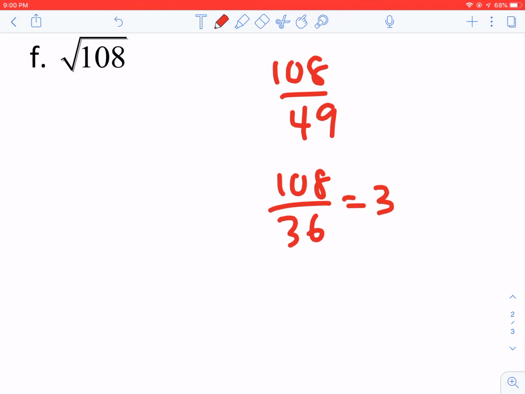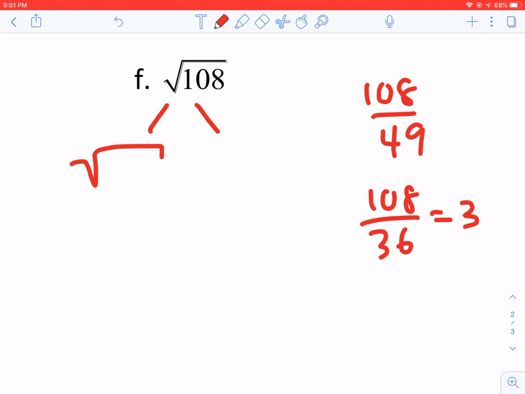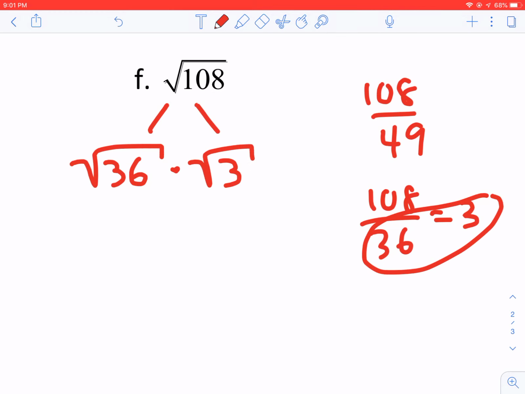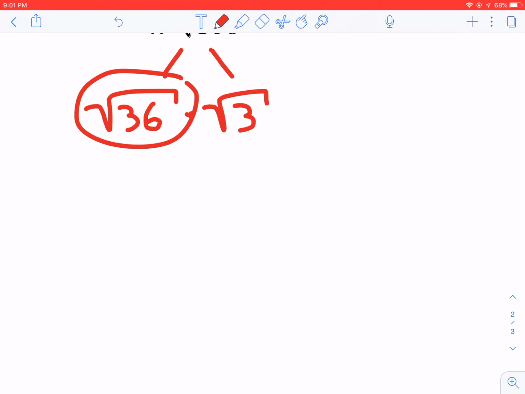Alright, so we can break this down into the square root of 36 times the square root of 3. Right, because 108 divided by 36 was 3, which means 36 times 3 is 108. Oh, and also, you always want to write the perfect square one first, right? Because that's the one you can take the square root of. So that's what's going to come out. So the square root of 36 is 6. So that's equal to 6 radical 3.